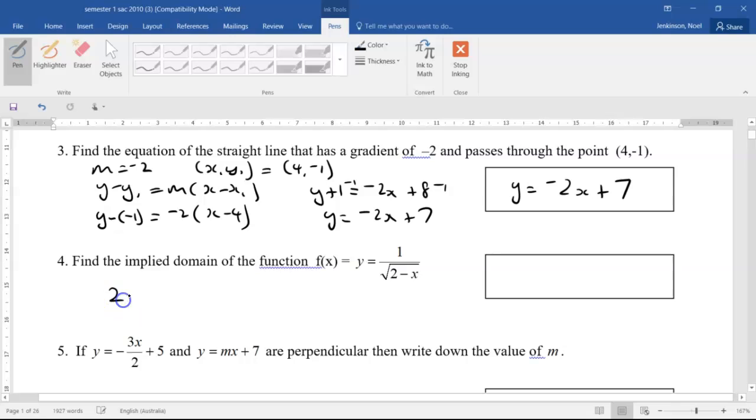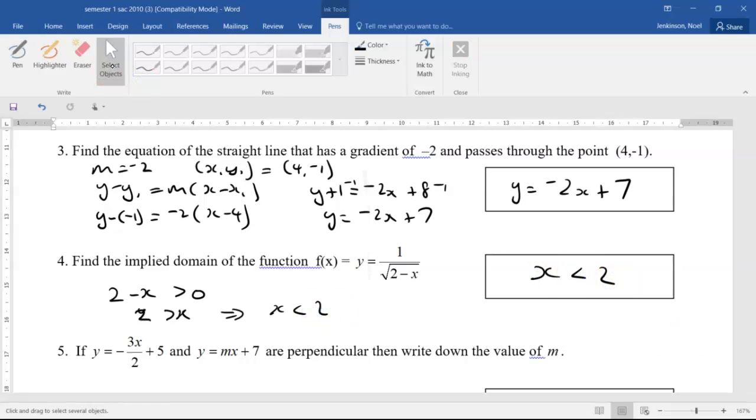Bottom line, 2 minus x. Well, if it was in a square root, it's going to be greater than or equal to naught, but it's underneath the fraction, so it can't be equal. I'm just going to use my rubber and rub that little bit out. Go back to the pen. Beautiful. Add the x to both sides. 2 greater than x, or x less than 2. Just put that in the answer box. Go down a little bit further.